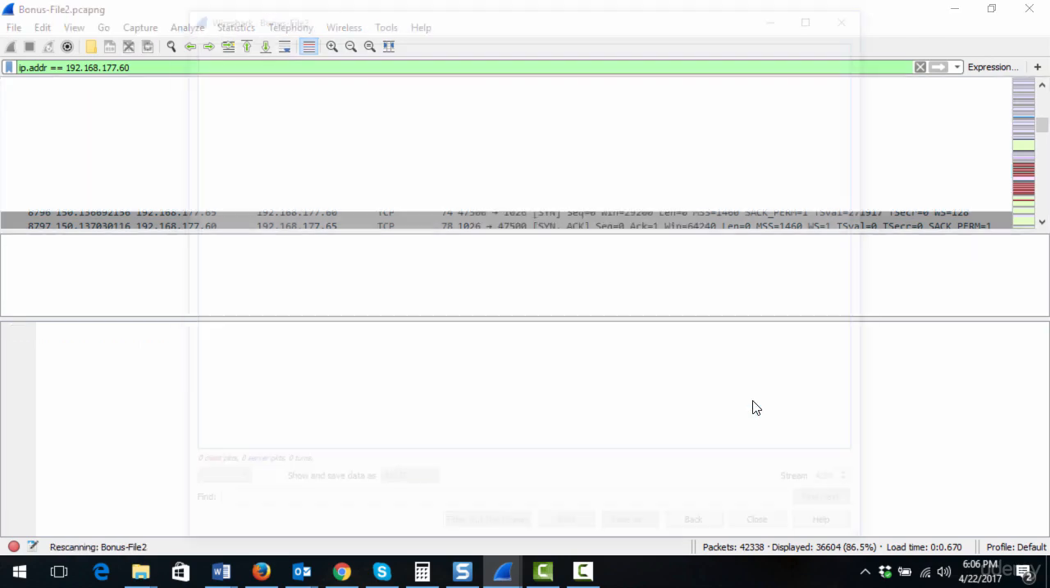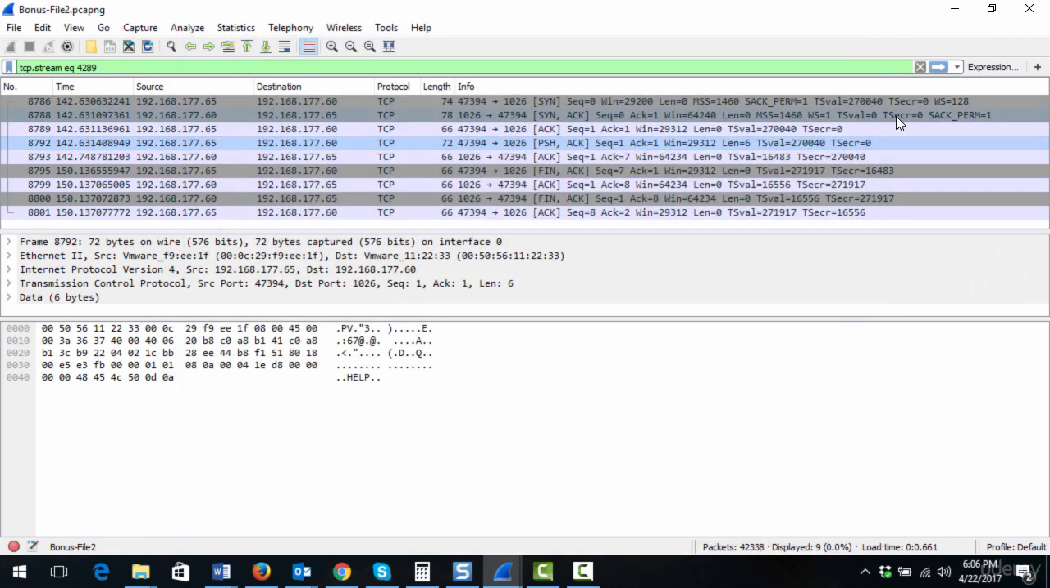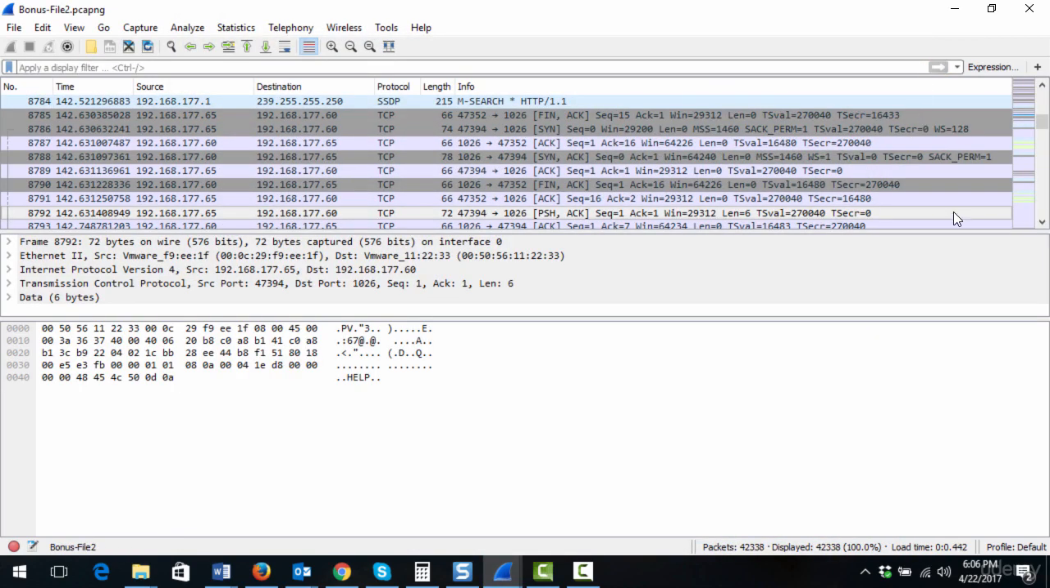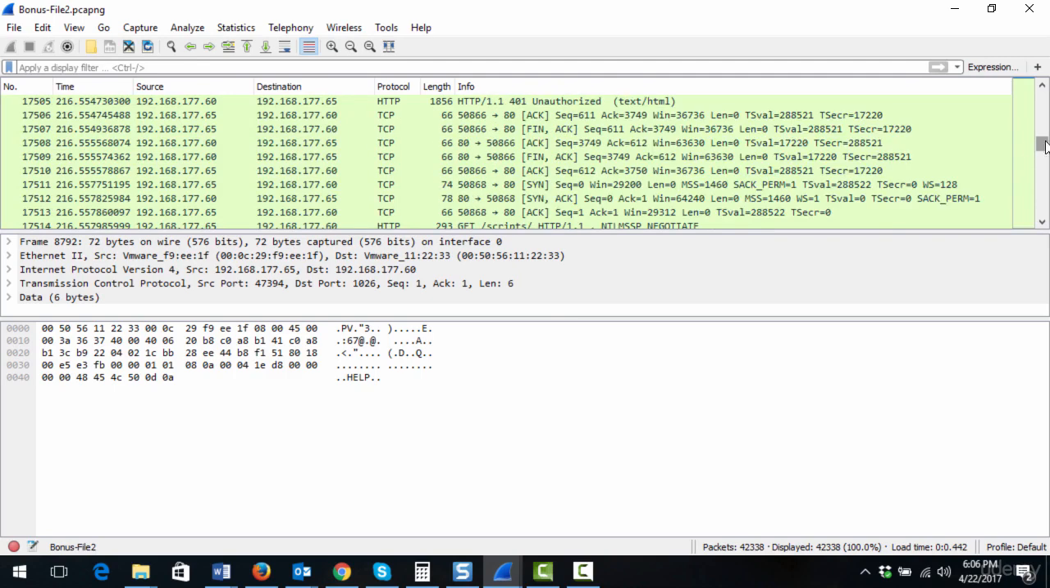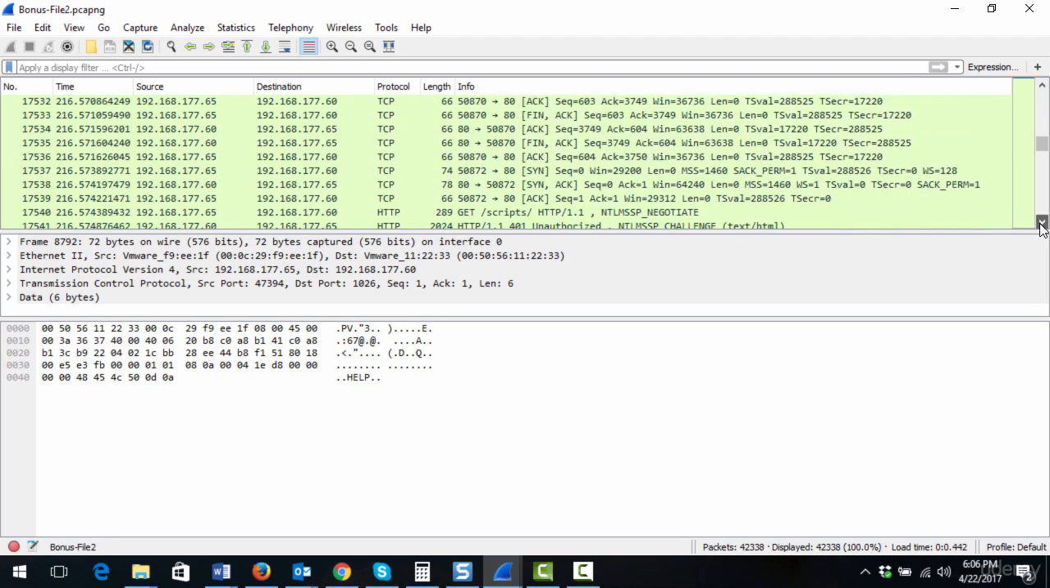So if I go here on this packet and follow the stream, it's a help. All right, so that's interesting. The client tool actually just typed in help. And you start seeing you got some data in here, right? Unauthorized, all that type of thing, scripts, negotiate, different things. And what was the one I said to look for?